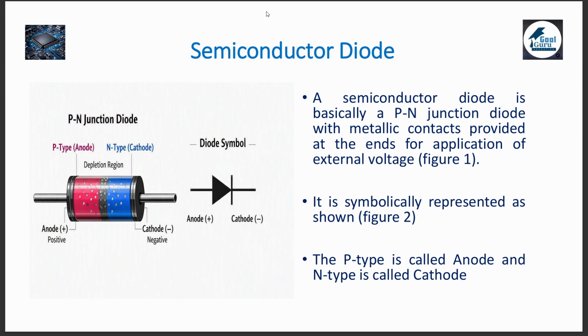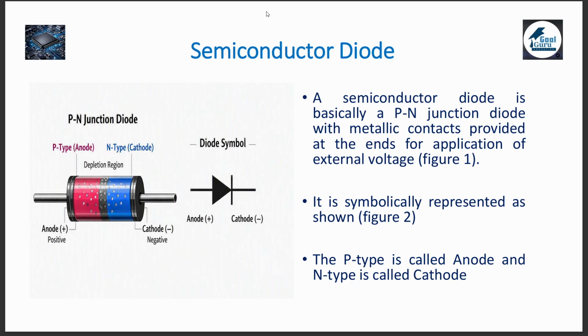Welcome to the third session of the semiconductors. In the last session, we had studied about PN junction, majority carriers, minority carriers, depletion layer, barrier potential, electric field. Today, we'll be talking about semiconductor diode.